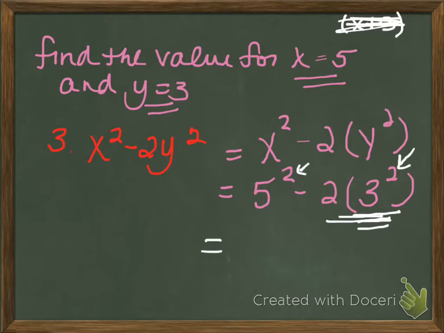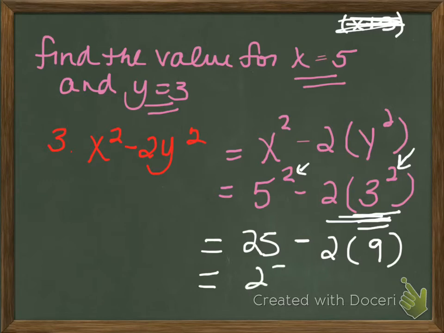And here is another exponent. We can do them from left to right in order. So 5 to the second power is the same thing as 5 times 5, that's 25. Write down minus 2 times 3 times 3, because 3 to the second power is 9. Okay, so next I have to do multiplication. So I have 25 minus 2 times 9 is 18. And the only thing left is subtraction. 25 minus 18 is 7.